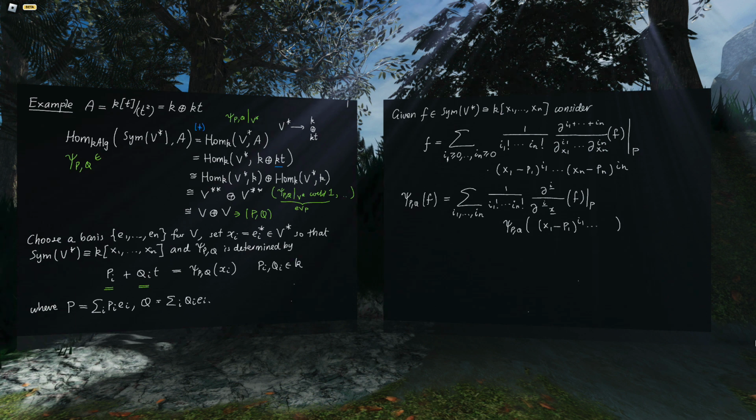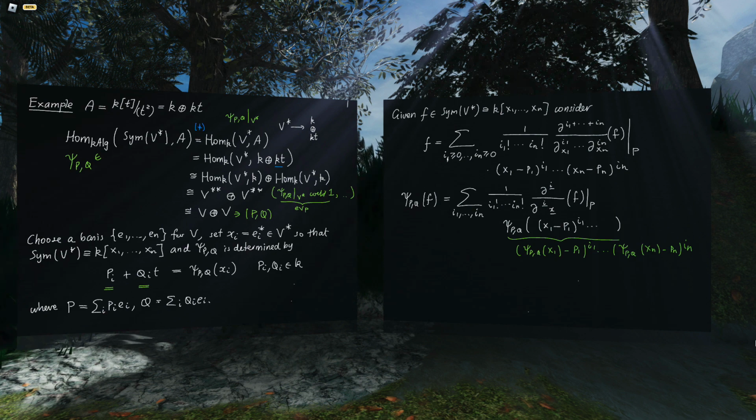So what does psi pq do to all that? Well, it's a K-algebra homomorphism, right? So I can take the psi inside, and it's psi pq of x1 minus p1 to the I1, dot dot dot, psi pq of xn minus pn to the In.